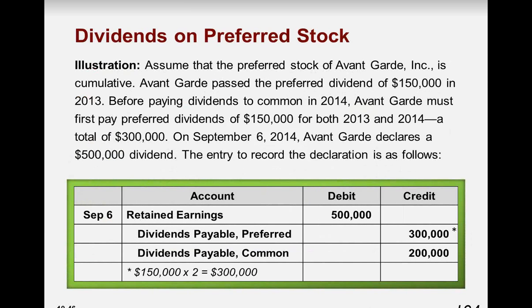So here's an illustration where we have stock of Avant-Garde Inc. It is cumulative stock. They passed the preferred dividend of $150,000 in 2013. Before paying dividends to common stockholders in 2014, they must first pay the preferred dividends of $150,000 for both 2013 and 2014, for a total of $300,000, before they can pay dividends to the common stockholders. As you can see, this could greatly reduce the amount of dividends a common stockholder received.